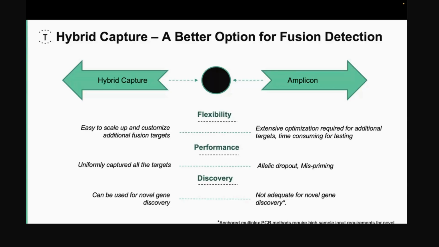Second is performance. Performance for hybrid capture is really good, with all the targets uniformly captured, which is very important when you are working with cell-free DNA or cell-free RNA, or with FFPE RNA. In the amplicon method, you can see allelic dropout, and there's sometimes mispriming if the sample is degraded. Last but not least, the discovery. Hybrid capture method can be used for novel gene discovery. However, amplicon is not adequate for novel gene discovery.